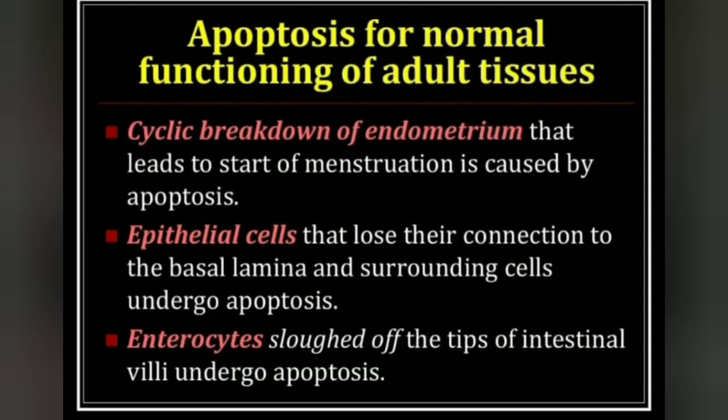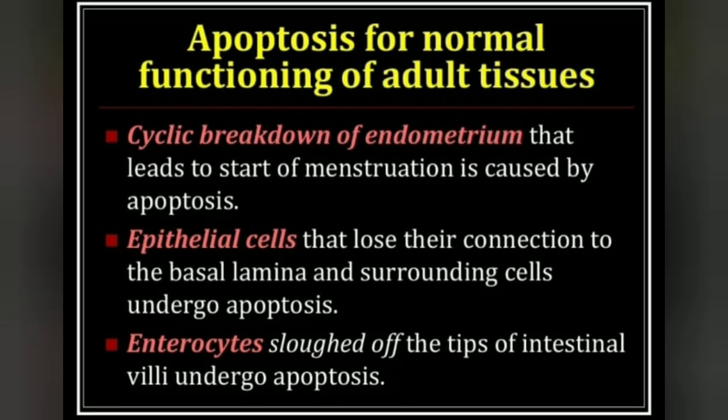Now in this slide, we have to know about apoptosis for normal functioning of adult tissue. Cyclic breakdown of the endometrium that leads to the start of menstruation is caused by apoptosis. Epithelial cells that lose their connection to the basal lamina and surrounding cells undergo apoptosis. Enterocytes sloughed off the tips of intestinal villi undergo apoptosis.